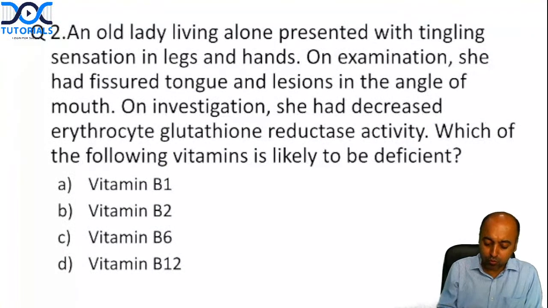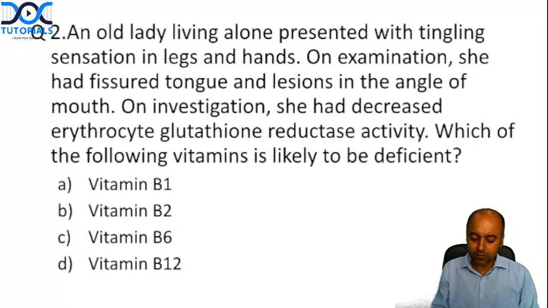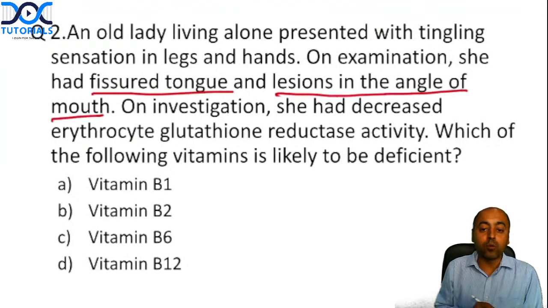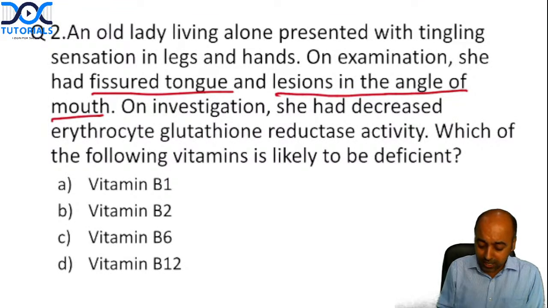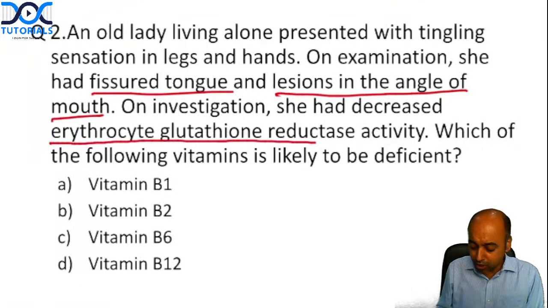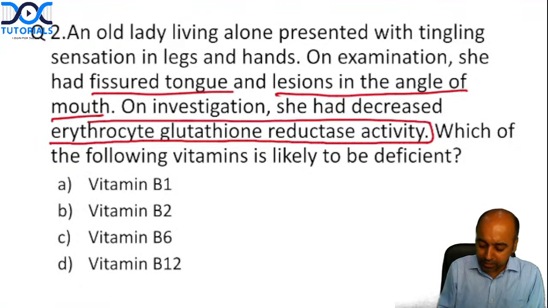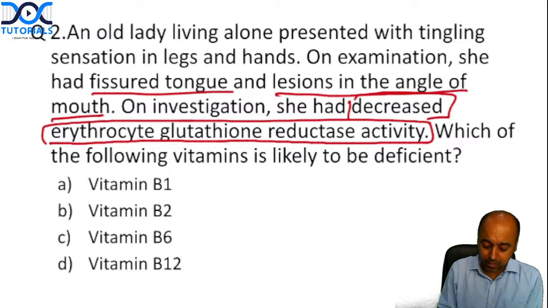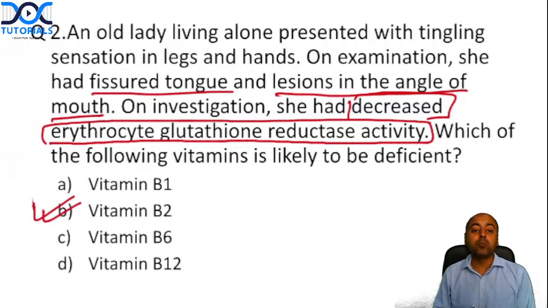Moving on to question 2. An old lady living alone presented with tingling sensation in legs and hands. On examination, she has fissured tongue and lesions in the angle of mouth. On investigation, she had decreased erythrocyte glutathione reductase activity. Characteristic of which of the following vitamins is likely to be deficient? Here, the answer is vitamin B2.